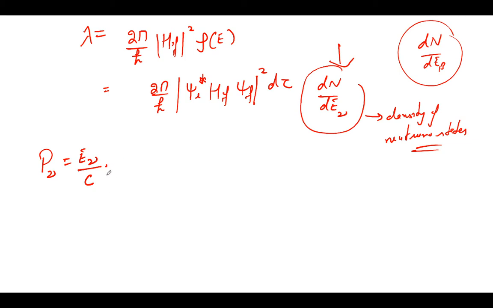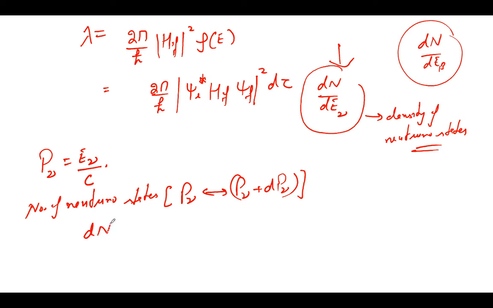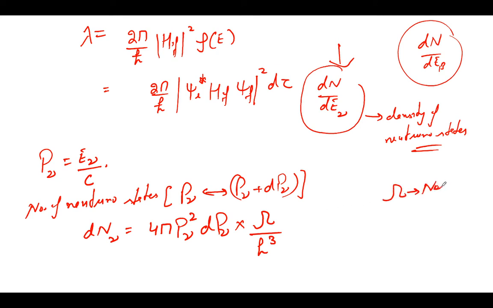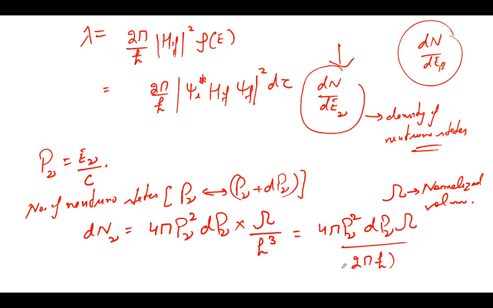So the number of neutrino states which are emitted in this momentum range, from p nu to p nu plus dp nu, will be equal to delta n nu. The value of this delta n nu we can write as 4 pi p nu square into dp nu into omega over h cube, where omega is the corresponding normalized volume. So this equation we can write as 4 pi p nu square dp nu into omega over h, which is 2 pi h bar cube.